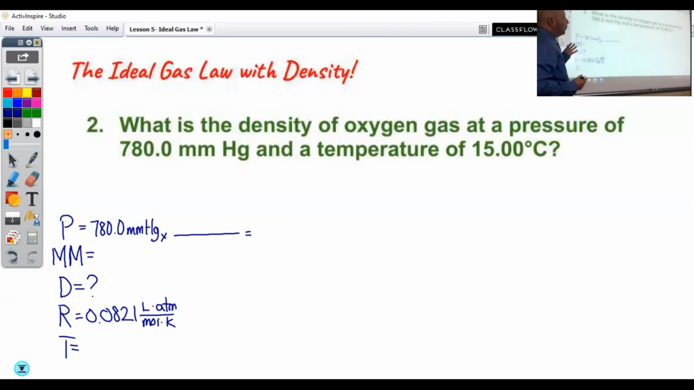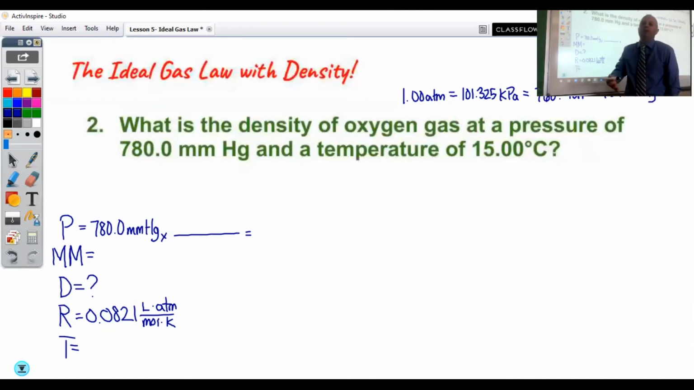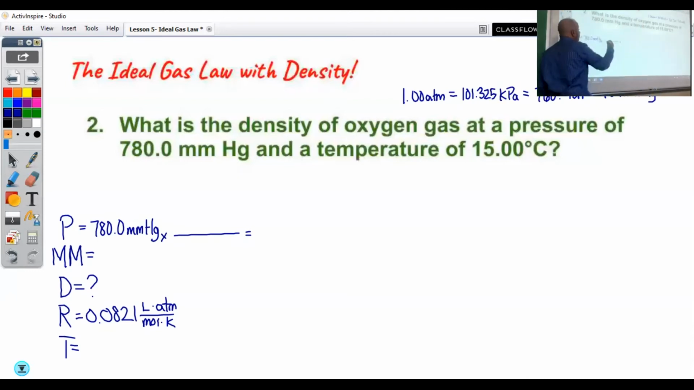To do this, you might recall on the very first day of this unit, I gave you a bunch of pressures that were equal to each other. I'll just rewrite that up here. So we had 1 ATM is equal to 101.325 kPa, which was equal to 760 torr, which was equal to 760 mmHg. So in order to convert from mmHg into ATM, which is what it needs to be in order to use R, we're going to use those two numbers.